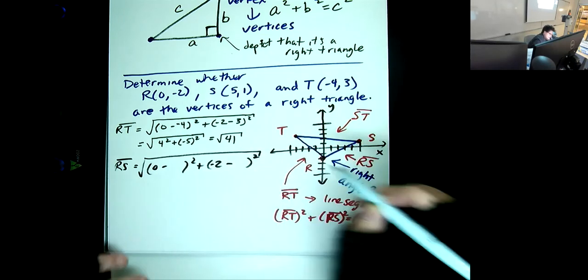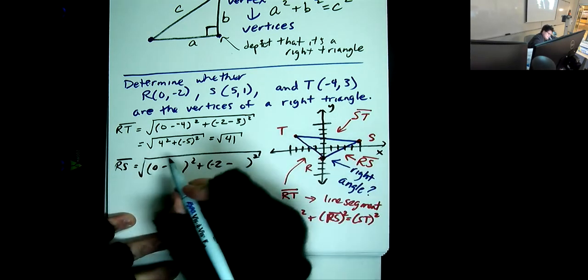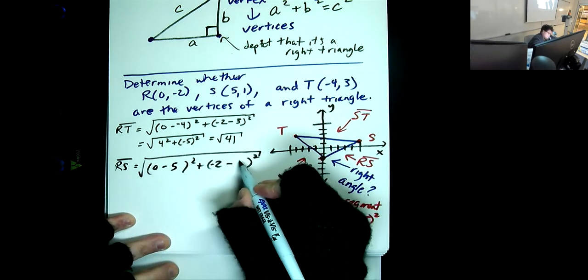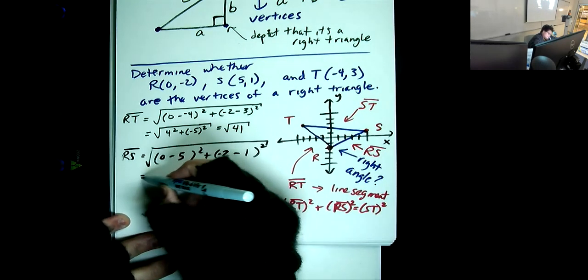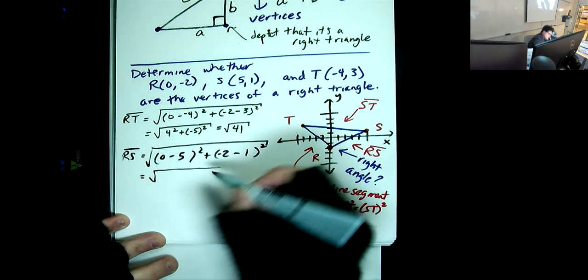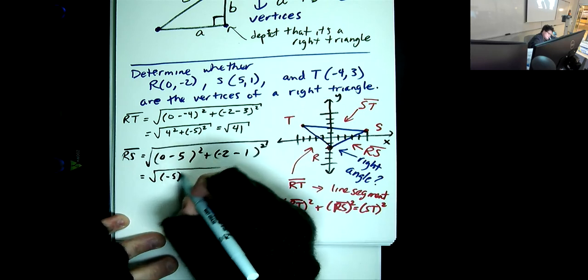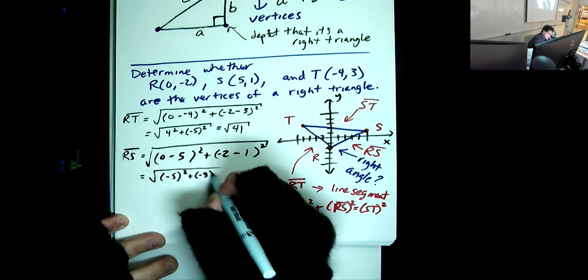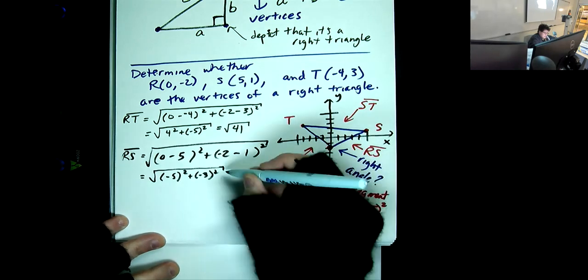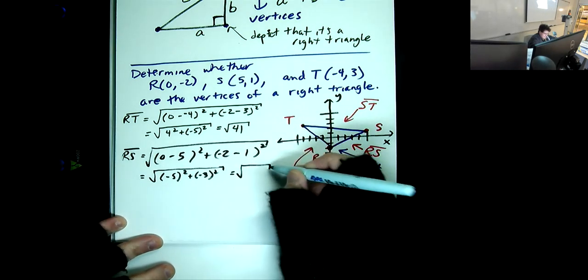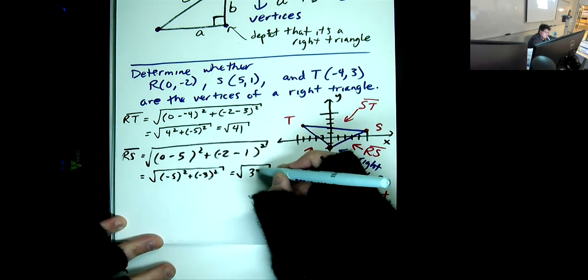And then I have minus signs. And S is 5 and 1. That's the square root of -5 squared plus -3 squared. 25 plus 9 is 34.